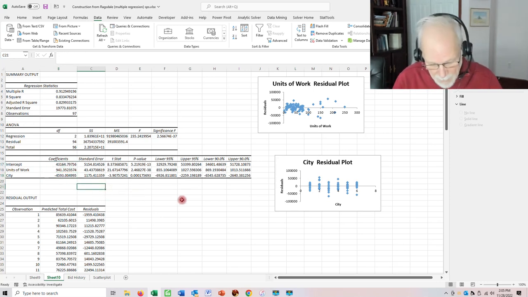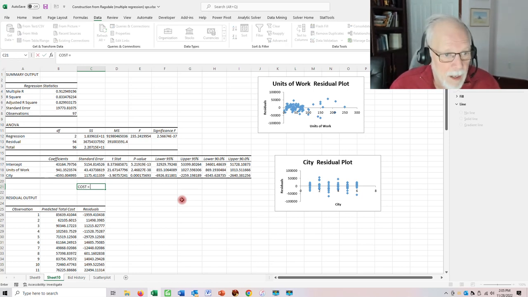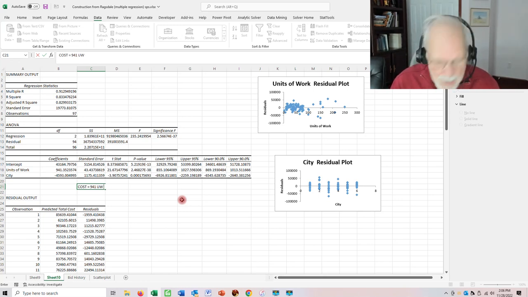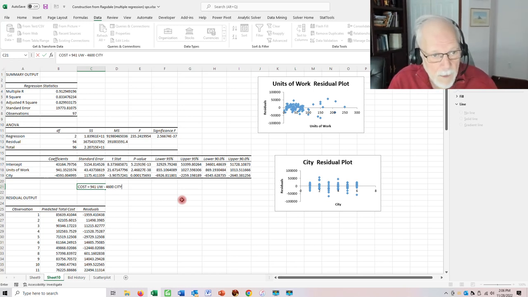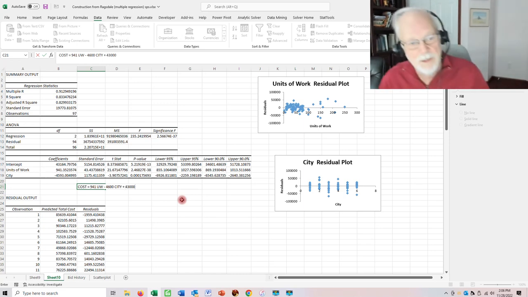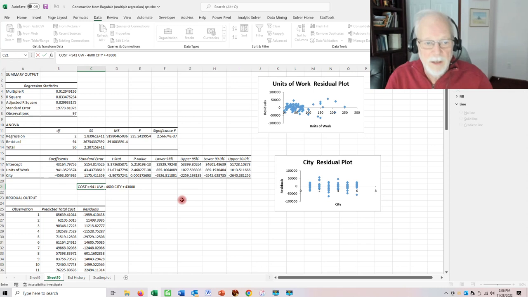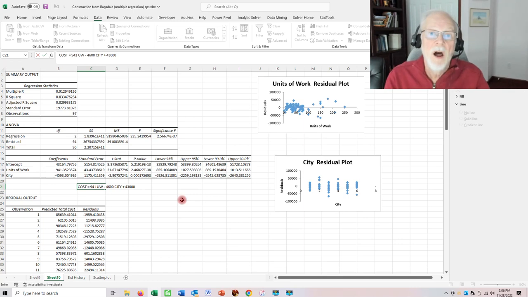So estimating it, my equation would say that cost, these are rough numbers now, is about 941 times units of work, I'll call it UW, minus about 4,600, just rounding a little bit, times the city variable, plus roughly 43,000 bucks. Okay, so if I gave you a value for the units of work and a value for the city number, then you could plug into this approximate equation to figure out about how much the job ought to cost on average.